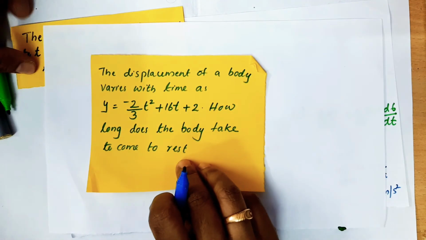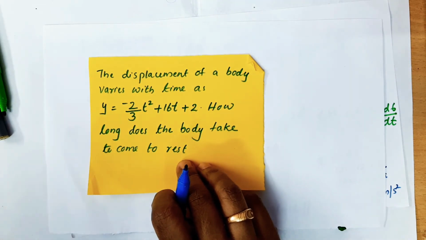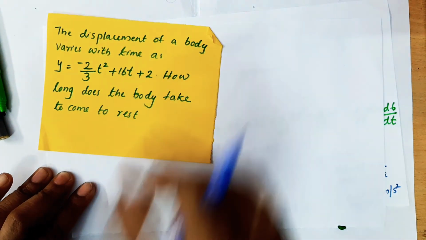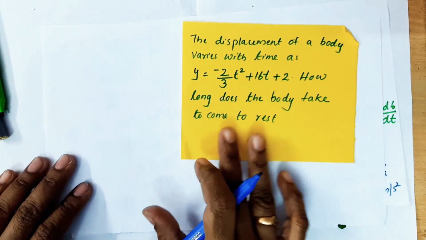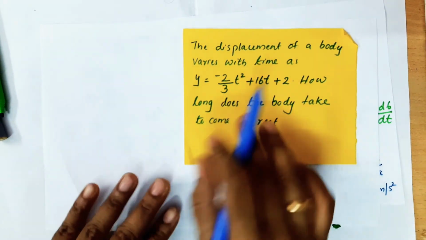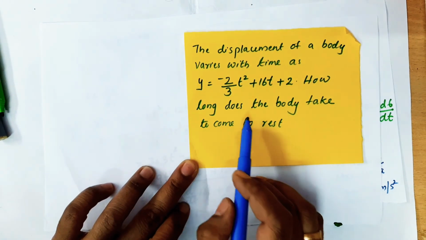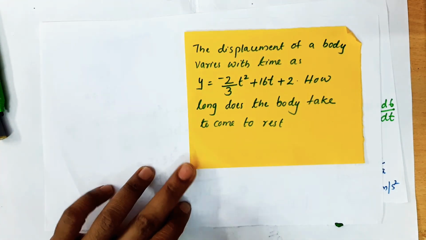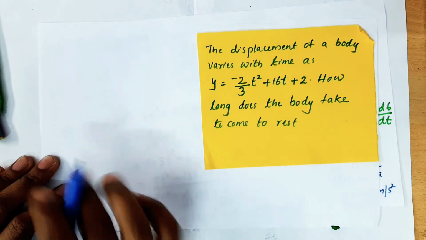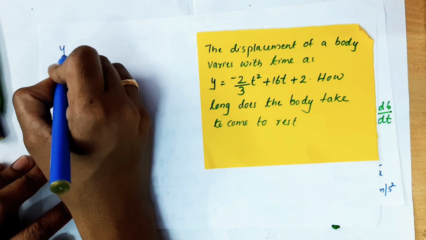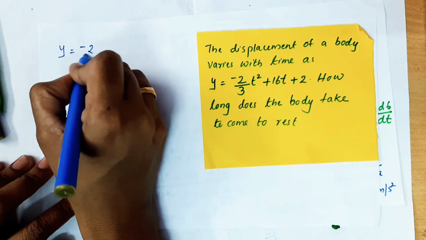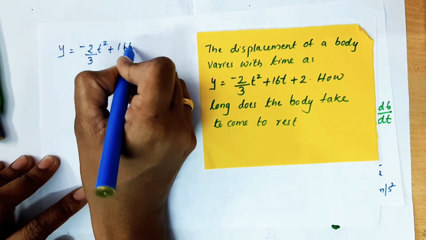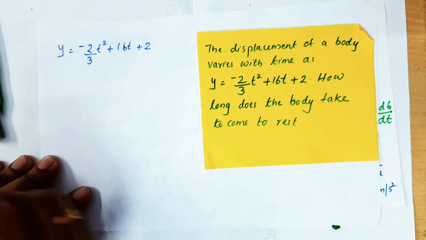This is the question. The displacement of a body varies with the time. If the question comes like this, then only we can understand that this is the equation. Displacement varies with the time. How long does the body take to come to rest? Very simple question. So see how I am doing. I am just writing the question again: y equals minus 2 by 3 t square plus 16t plus 2.